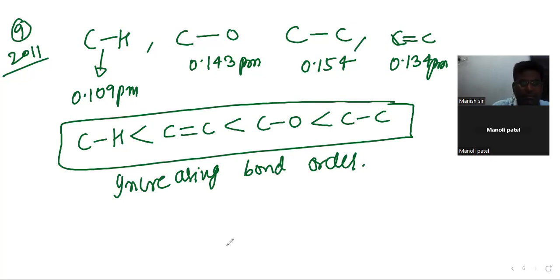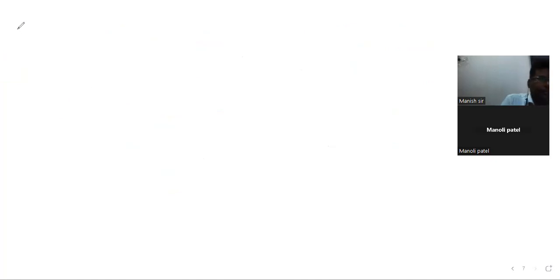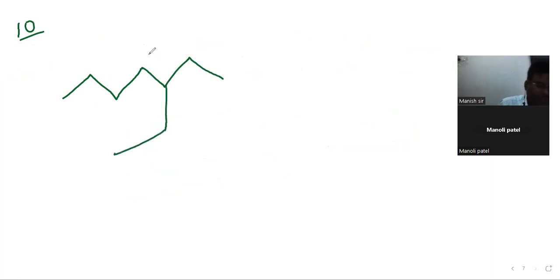So let's see the next sum. That is 10. The priority order of double bond. So see, 10th is given, first I will draw the structure. It is like this. So you have to just correct the IUPAC name. It was asked in 2011.